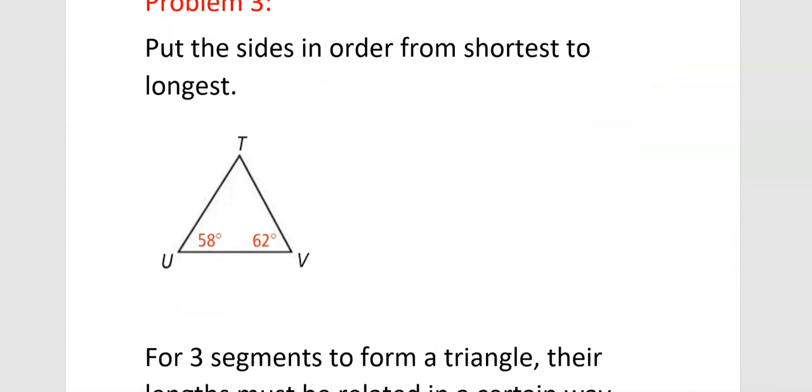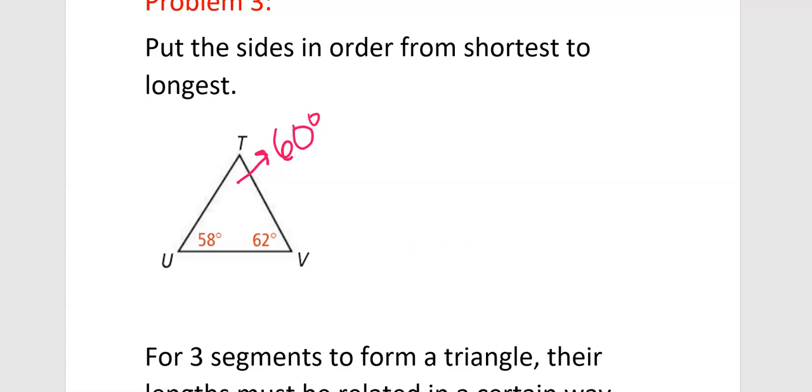So with this one, they want us to put the sides in order from shortest to longest. So first thing we need is, how much is that missing angle? We know that angles of a triangle add up to 180. So 180 minus 58 minus 62 is 60. So the first thing I'm going to do is find out what that one is that's missing, and then I can put them in order.